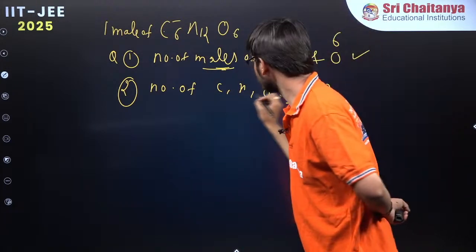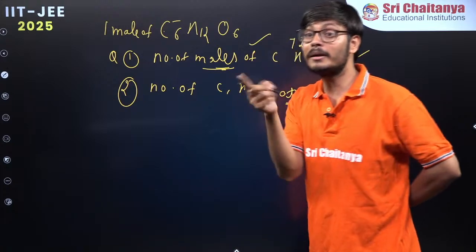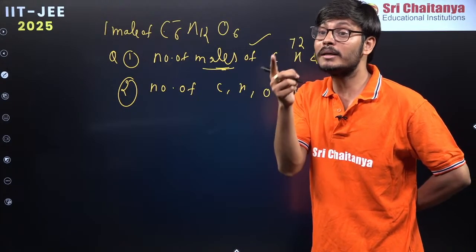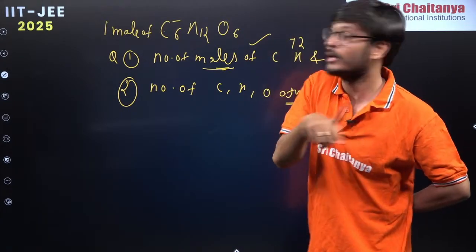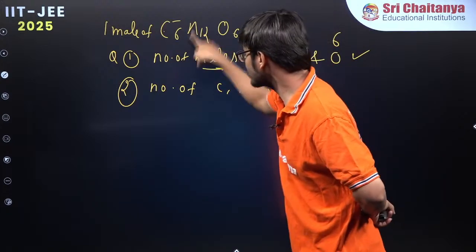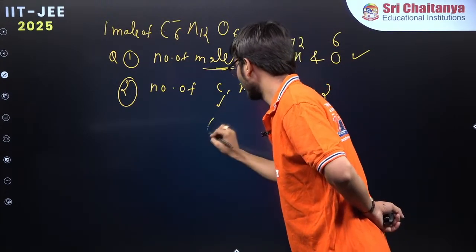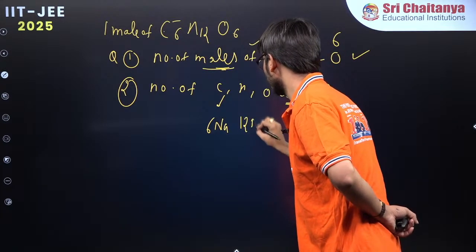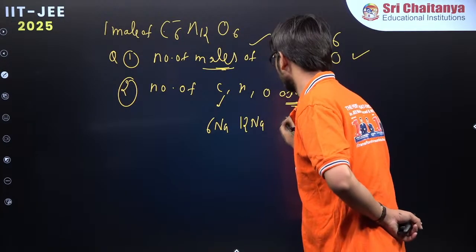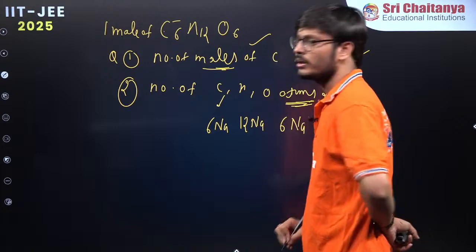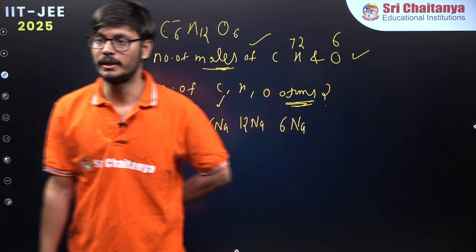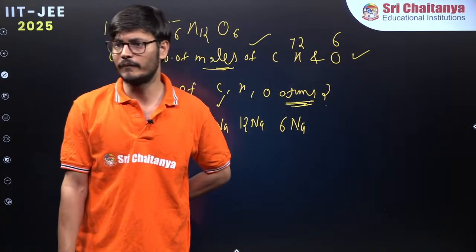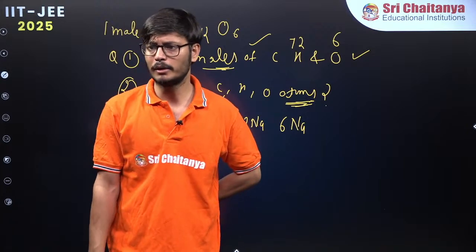But now we are coming to the atoms. 1 mole contains how many atoms? Avogadro number of atoms. So 6 moles will contain 6 Na. Hydrogen will contain 12 Na, and oxygen will contain 6 Na. Very, very good. I hope this is clear to everyone. The Avogadro number concept.